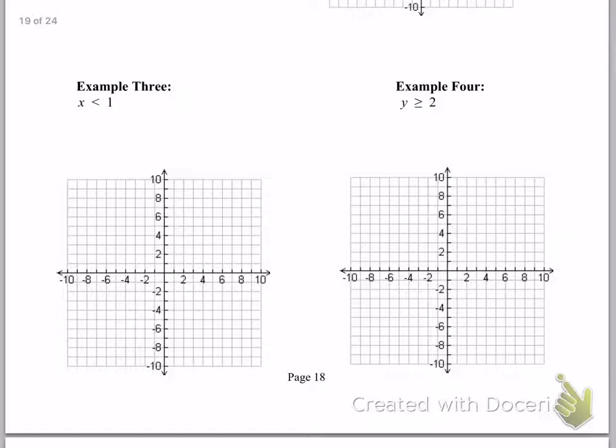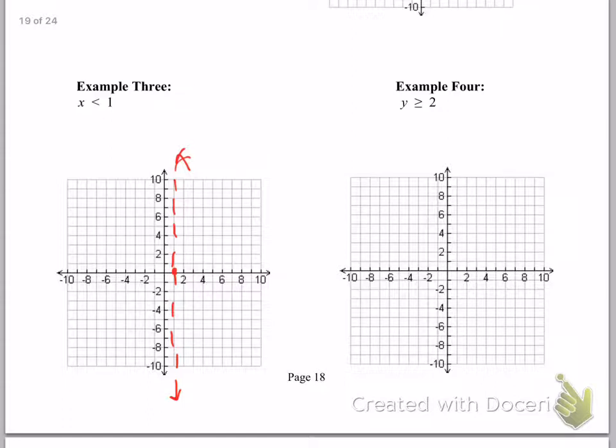Example 3, example 4. Oh snap, remember we've got our vertical and horizontal lines. So for our first one, we have x is less than 1. So remember that's going to cross your x-axis at 1. Well, is this a dashed or a solid line? It doesn't have the equal to, so it's going to be a dashed line at 1. That's a jacked up arrow.